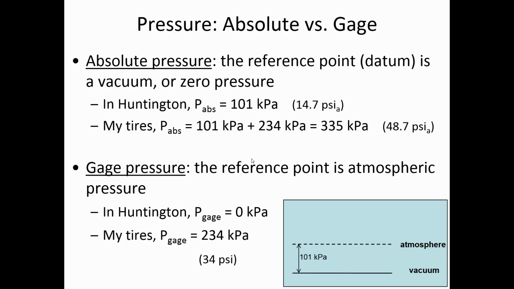So let's look at where my tires are. If we measure from the vacuum line, this long arrow here is 335 kPa. So that's the distance from the absolute 0 to my tires. If I'm measuring it in terms of the gauge pressure, that line is shorter because I'm just starting how far above the atmosphere is the pressure of my tires.